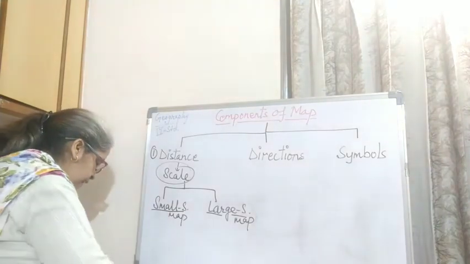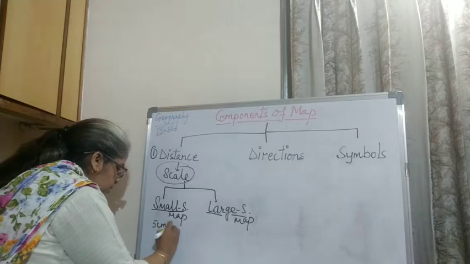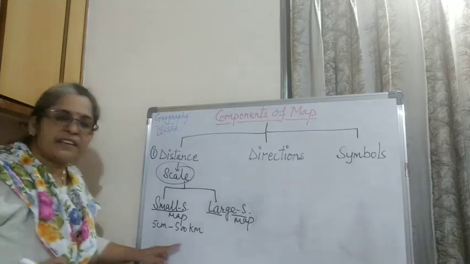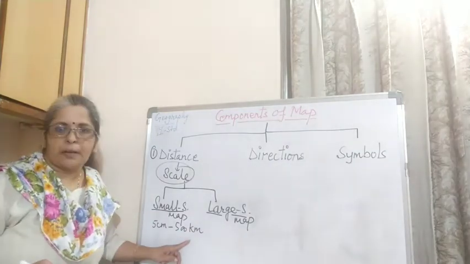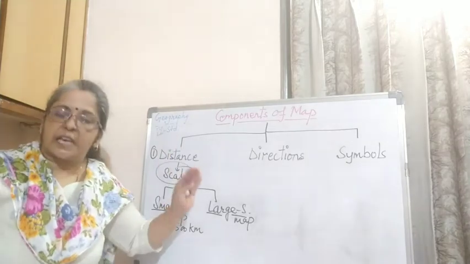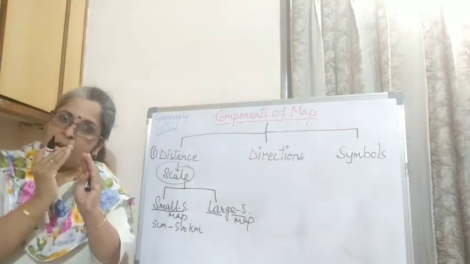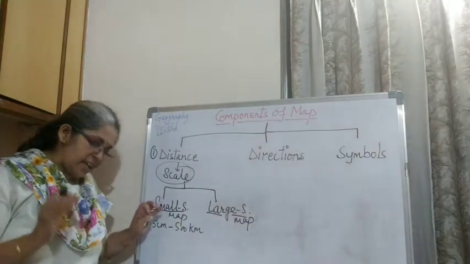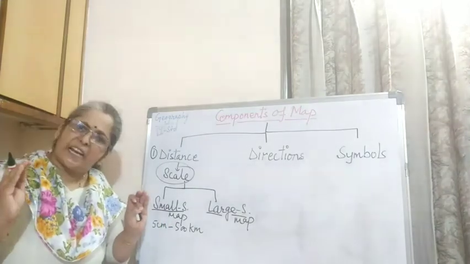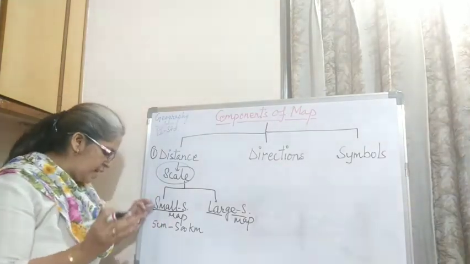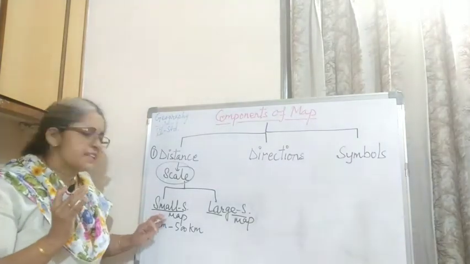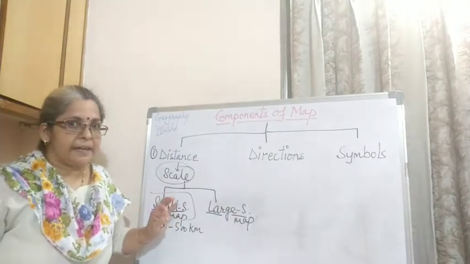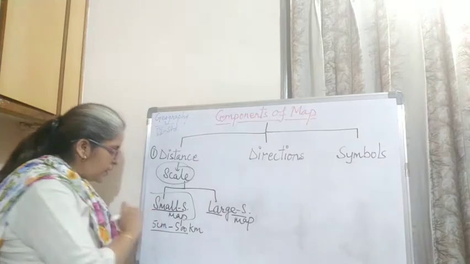Now suppose I say 5 centimeters is equal to 500 kilometers. When we show a large thing on a small area, we are using small scales. Like this, when we show a large area with very less details, mainly for the countries, continents, or the big things, we use the small scale, but we are not getting the information in detail. See the scale here.